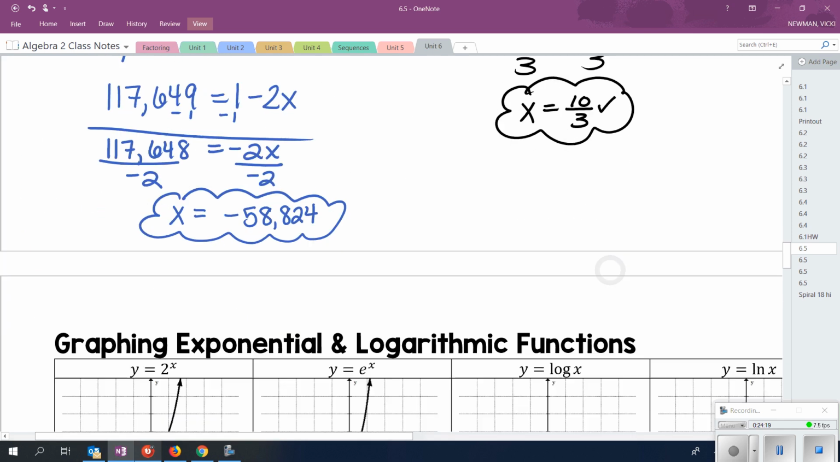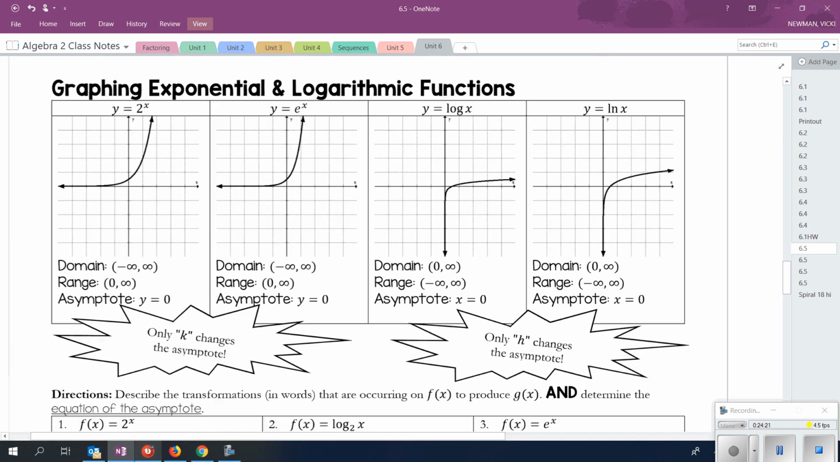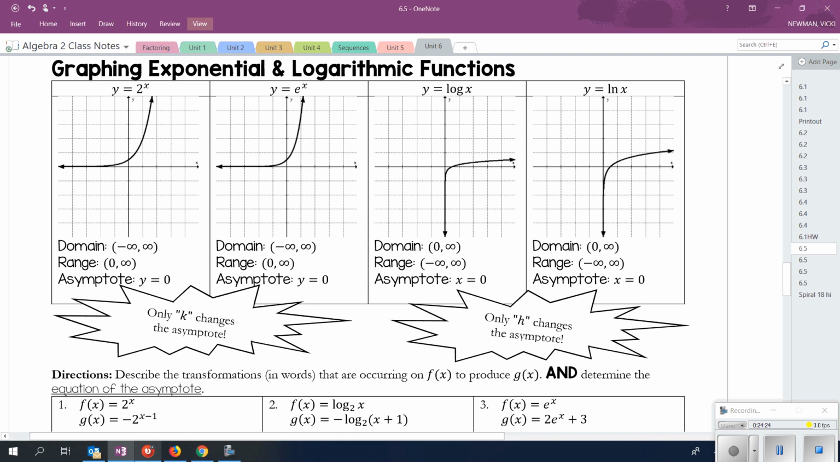Fabulous. All right, now, all of this here is really practice for your upcoming quiz, right? So, graphing exponential and logarithmic functions. So we have 2 to the x and e to the x, log x and ln x. I have these up here because these are things we see a lot of. We see 2 to the x a lot. We see e to the x, log base 10, and ln of x a lot in terms of graphing or other things. Their domains and ranges and asymptotes are written there.